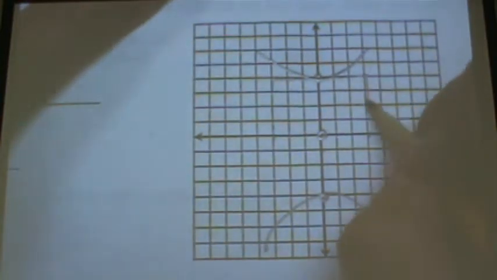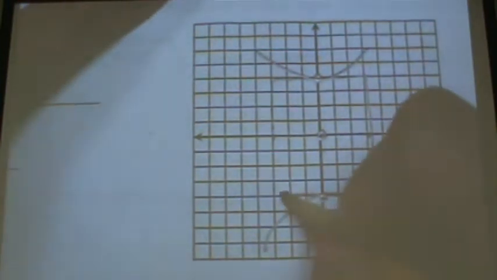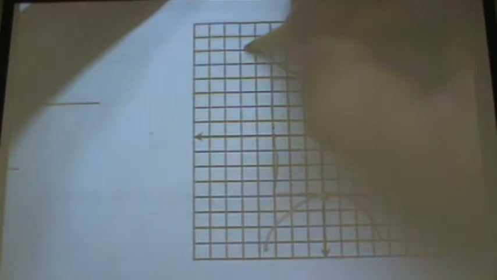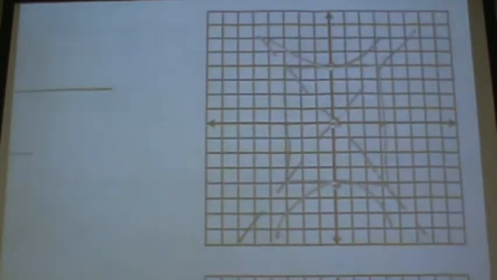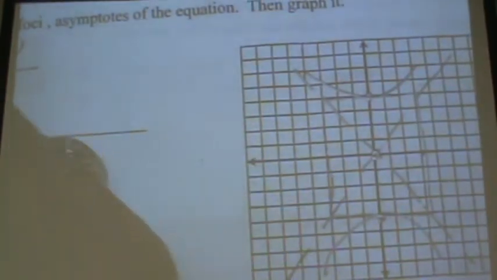Your B value is 3. You're going to go 3 units this way and 3 units this way. So you have this rectangle, like this, and here are your asymptotes. Okay, so your vertices are at 0, 4 and 0, -4.